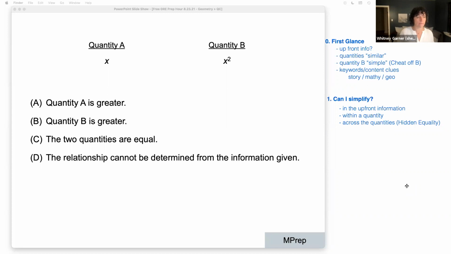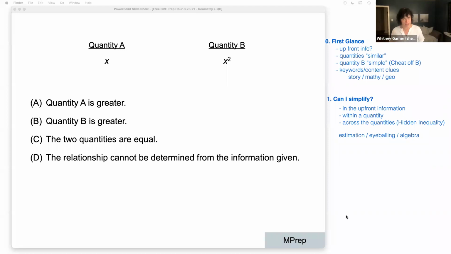All right, hidden inequality. Oh, that's supposed to be an inequality. There you go. Okay, so can I simplify? If I can, I will. Simplifying can use things like estimation, eyeballing, algebra, thinking about extremes. These are all ways that I can simplify.